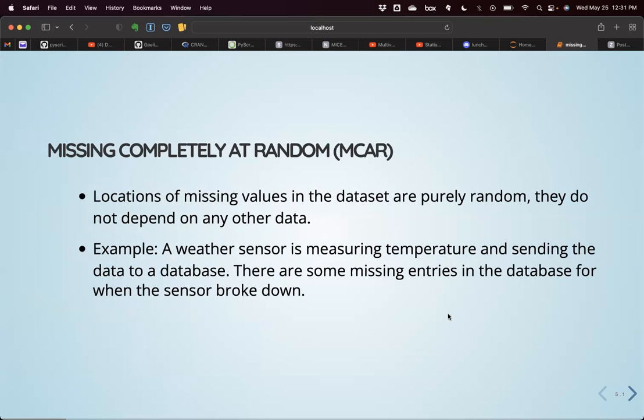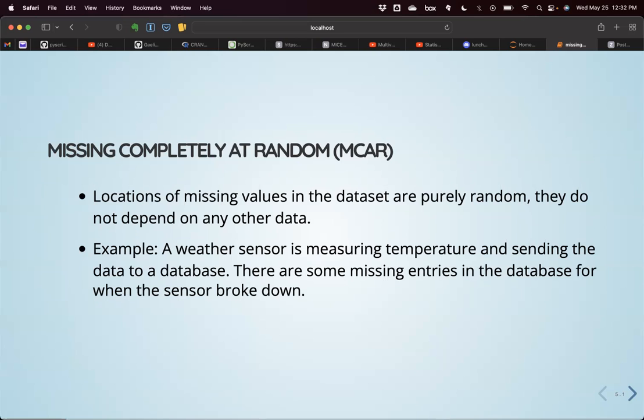So the first one, missing completely at random. As I explained before, your missing values are purely random. And you can simulate this. You can have any data set and simulate random numbers, picking random places in the data set and putting in a NaN in Python, or an NA in R. You can replicate that and do some kind of experimentation.